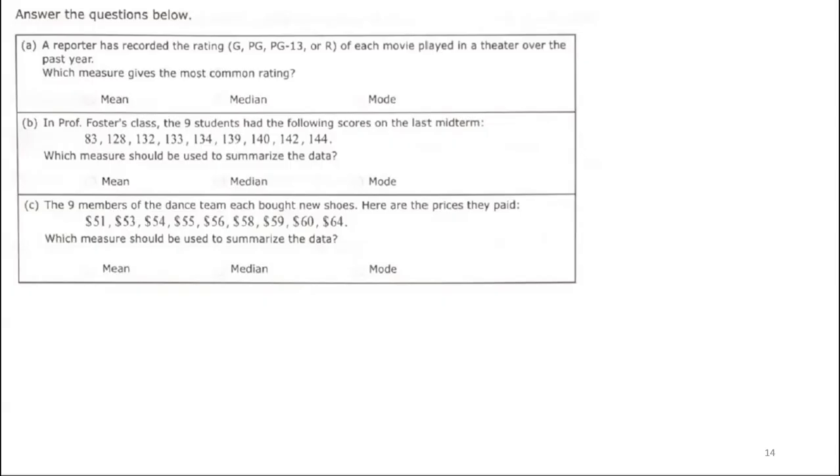Okay, thank you to those who have submitted their answers. Looks like for A, a lot of people are choosing the mode. For B, mostly people are picking the mean. And then for C, we're getting a mix between median and mean.